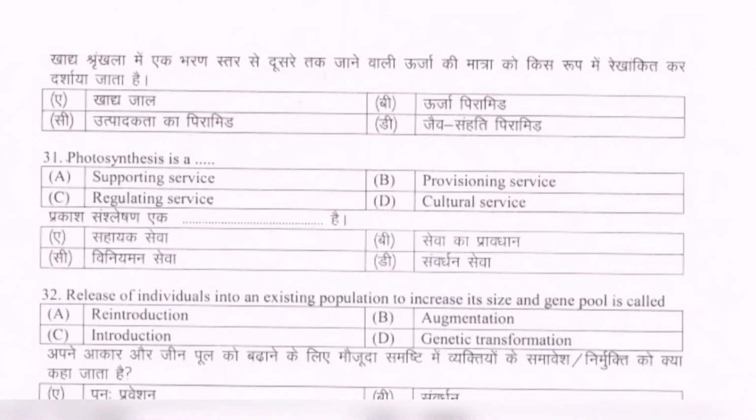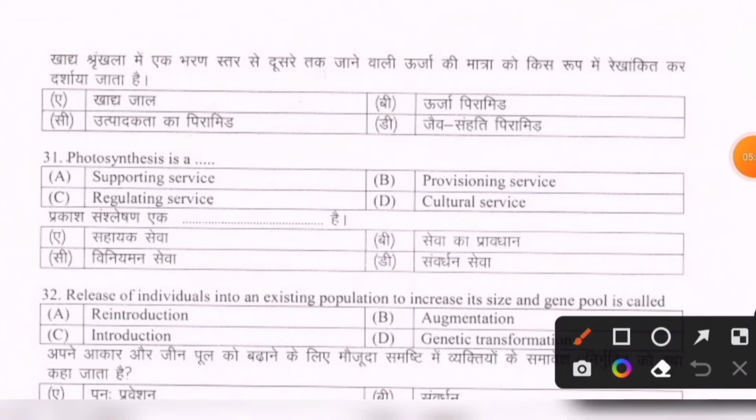Photosynthesis is a. Options are supporting service, provisioning service, regulating service, cultural service. The correct option is supporting service. Let's see the next question.